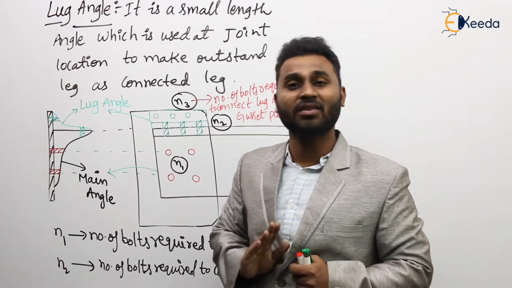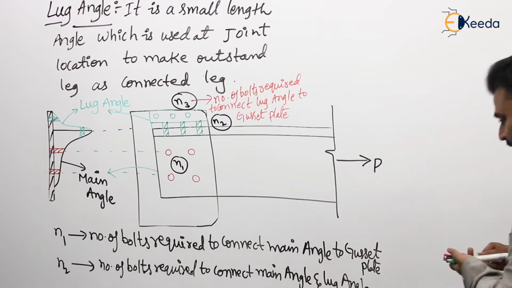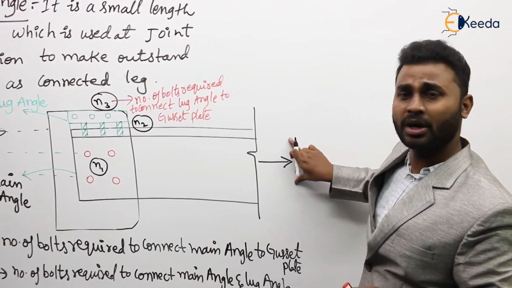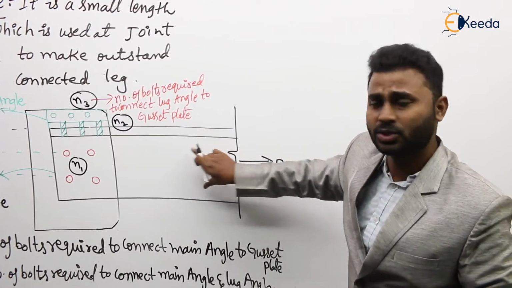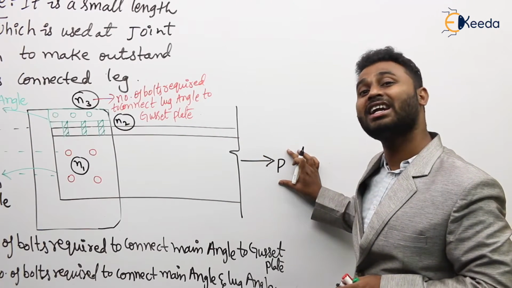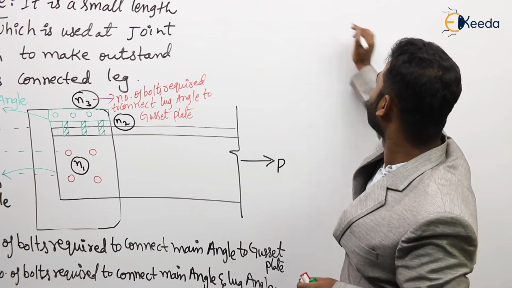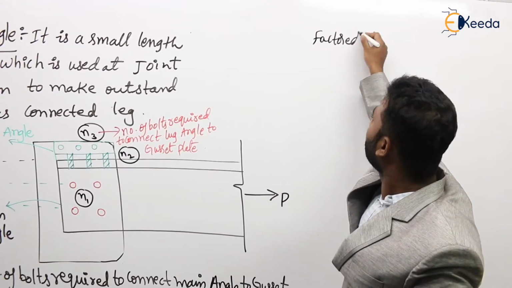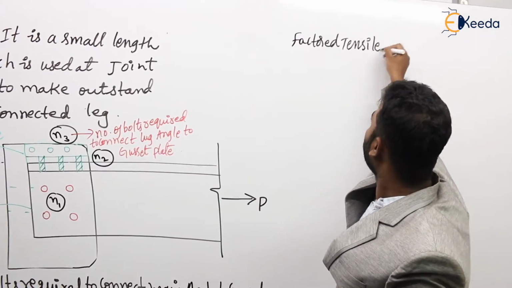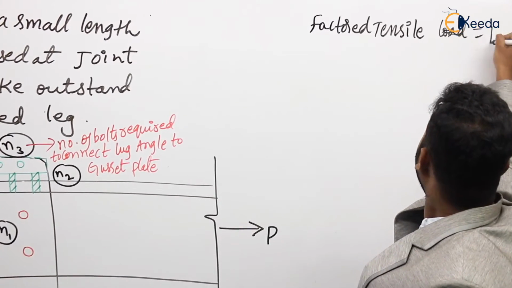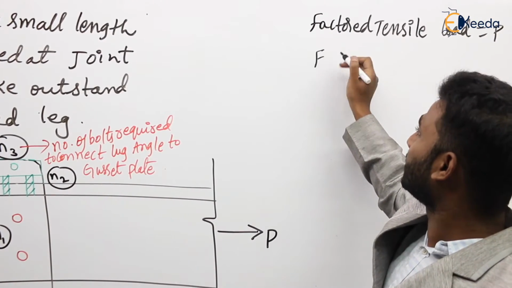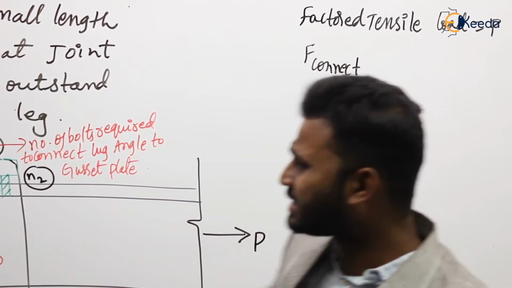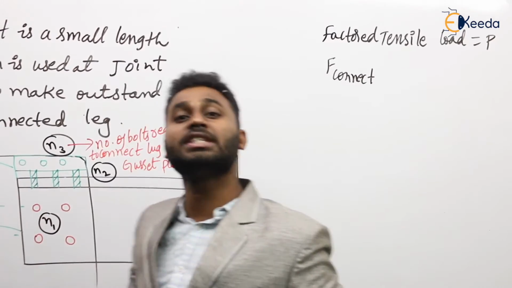Now if we come to the design of the lug angle. What is the total force that is coming onto this member? This is P. P is nothing but the factored tensile load. So the total force is the factored P. Now the force in the connected leg, F connect. What is meant by F connect? F connect is nothing but the force in this connected leg.